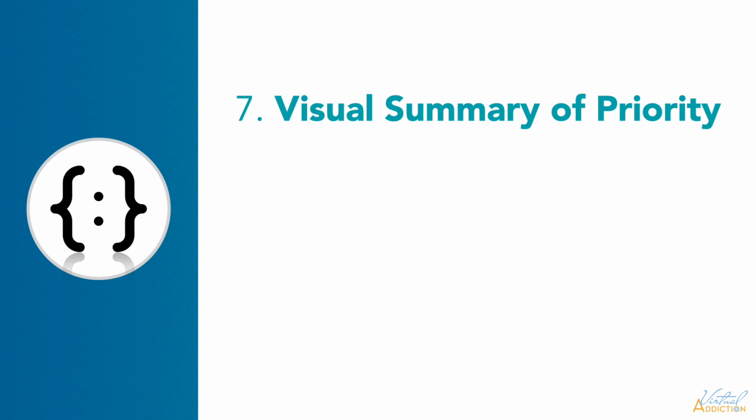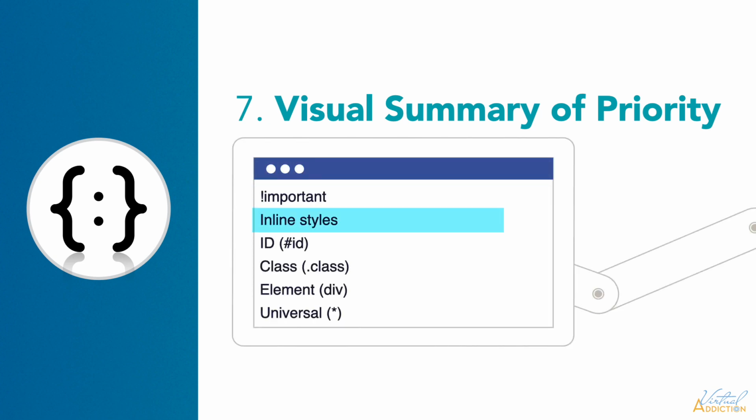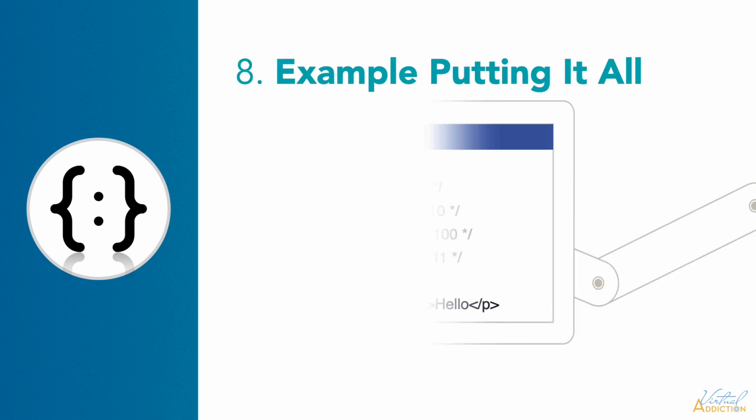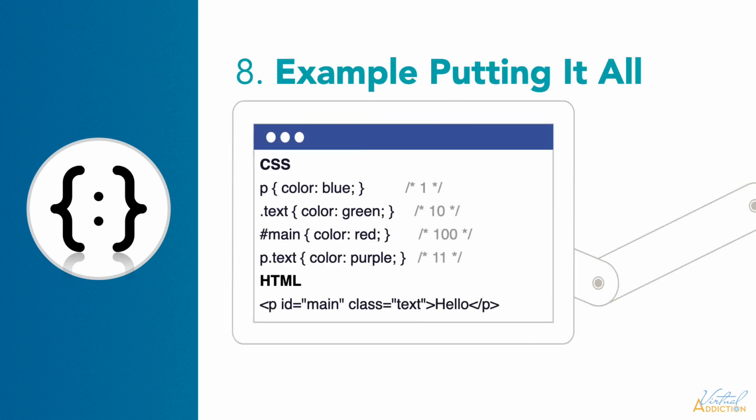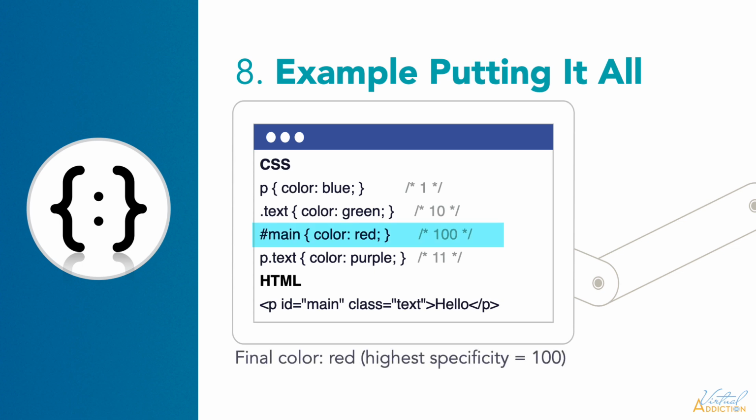To summarize priority, important is the highest, followed by inline styles, IDs, classes, elements, and finally the universal selector. Understanding this order helps you debug styling issues. In this example, multiple rules are applied to the same element. Even though some combined selectors have higher values than others, the ID selector still wins because it has the highest overall specificity. So in this example, the final color would be red.